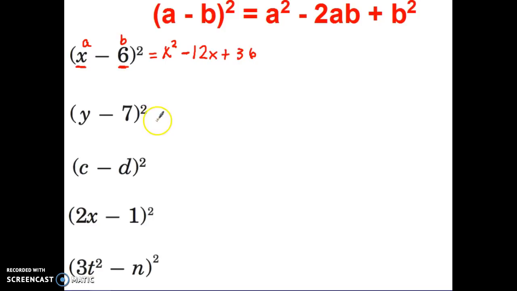Using my shortcut of a and b, square y. Y squared minus 2 times y. I'm just showing y'all the same thing, which is 2y, and 2y times 7 is 14, so 14y. Take my b term and square it, 49. Guess what you're going to do? The rest. Here, here, and here.